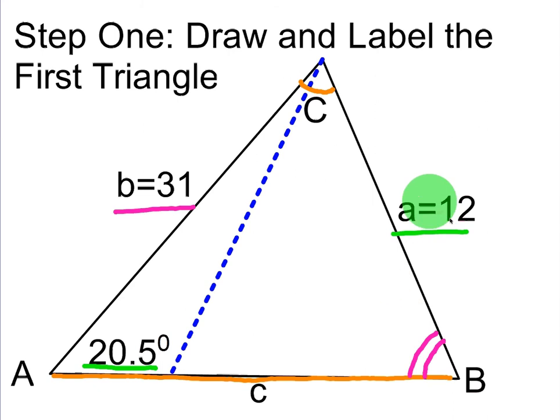So here's little a, 12, opposite my 20.5. Here's little b, 31, so this is big B. And this angle at the top is going to be big C. Notice when I swivel my triangle in for the second time, big C will be much smaller, and then my little c will be down here. But for now, it's right here. Little c is all the way at the bottom.